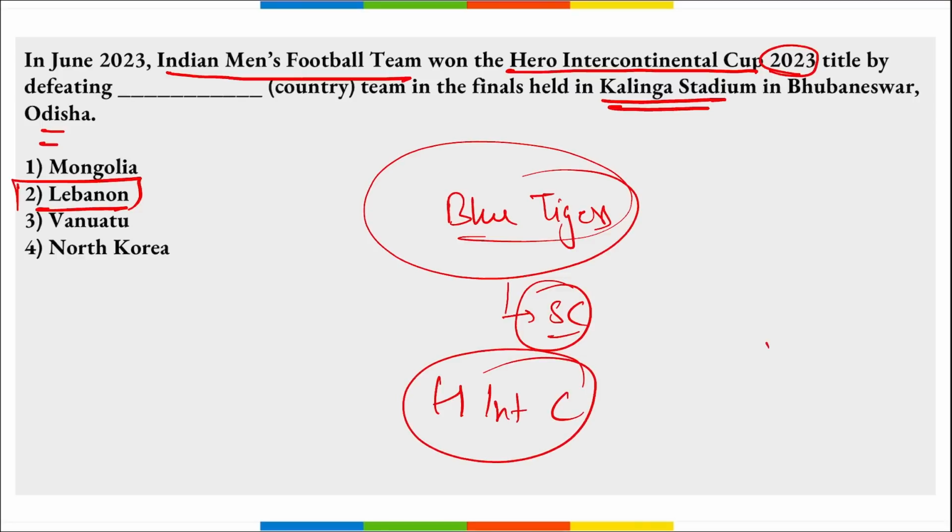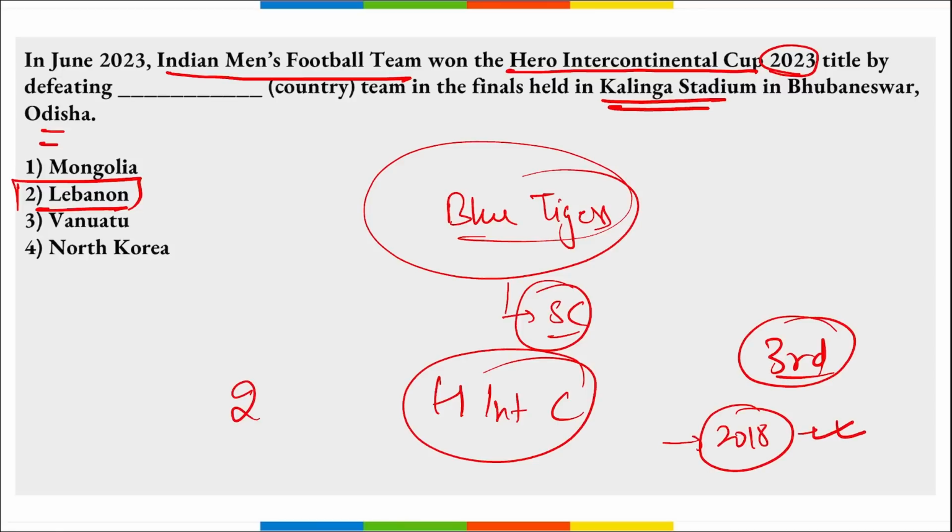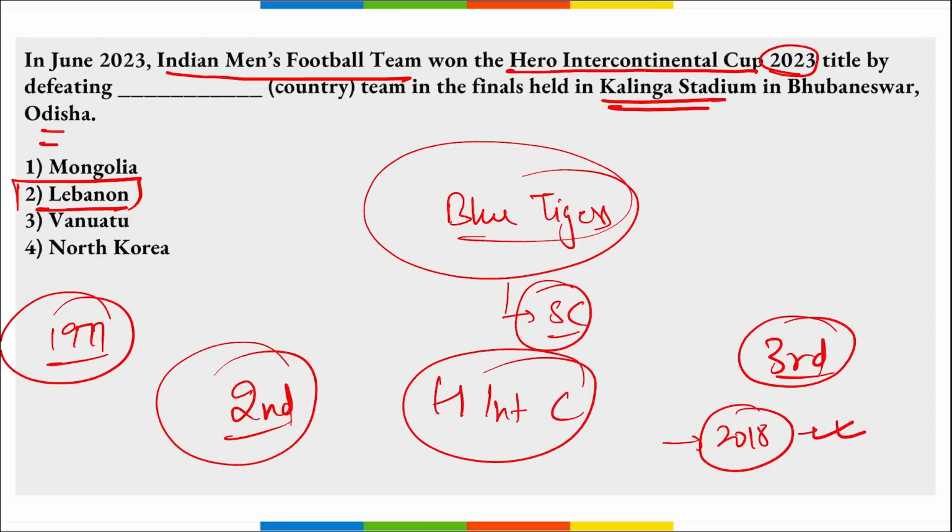इसी के साथ याद रखेंगे ये 3rd एडिशन था हीरो इंटरकॉन्टिनेंटल कप का. जो इसका इनॉग्रेटिंग एडिशन था 2018 में, वो भी इंडिया के द्वारा जीता गया था. और अब ये इंडिया की 2nd विन है ऑफ दिस इंटरकॉन्टिनेंटल कप. ठीक है. और ये लेबनान के खिलाफ इंडिया पहली बार जीता है सिंस 1977. हर बार इंडिया हारा था 1977 से लेकर 2023 के बीच में लेबनान से, लेकिन पहली बार इंडिया ने लेबनान को फाइनल में हरा दिया है.